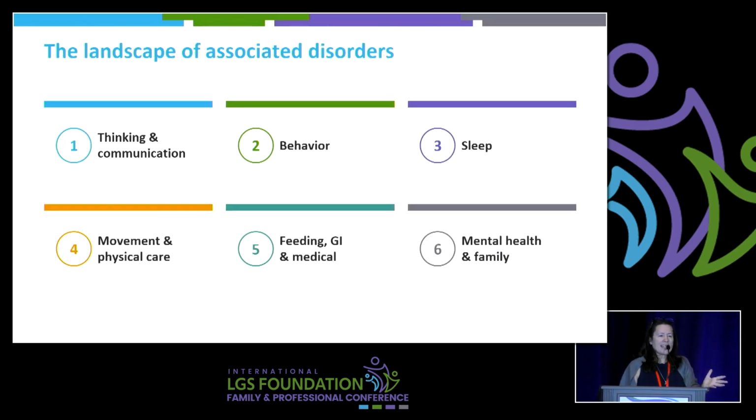The landscape of LGS-associated disorders can be broken up in a lot of different ways, and we often think about them in terms of cognition, thinking, and communication. We think about behaviors, we talk about that a lot. We talk about sleep, movement and physical care, feeding and GI, and mental health and family. These are the ones that get the most attention, but there are some things that are not on here, right? And so we want to start bringing those things up.